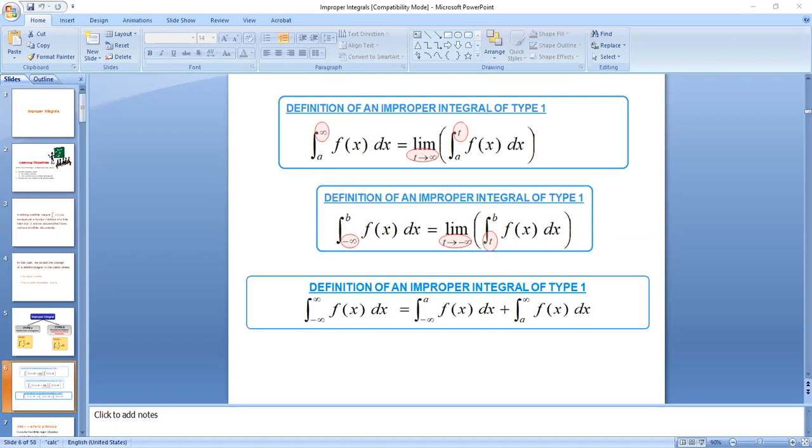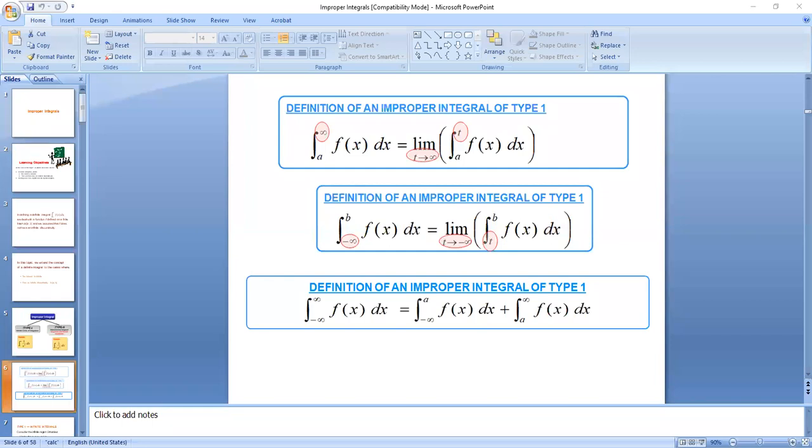Your original integral has infinity here. So you replace it with a variable and then evaluate the integral answer based on the limit of that variable approaching infinity. So this is case 1 or type 1.